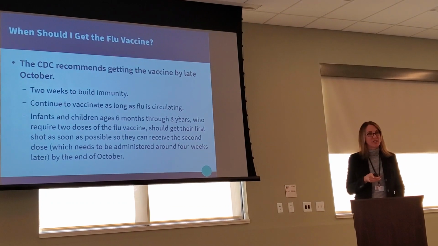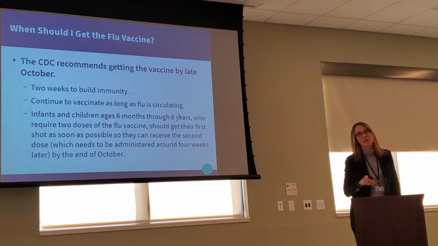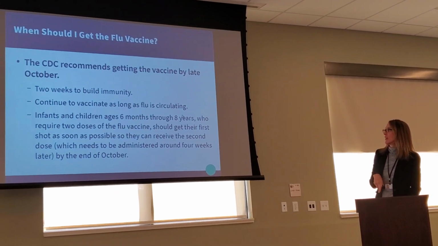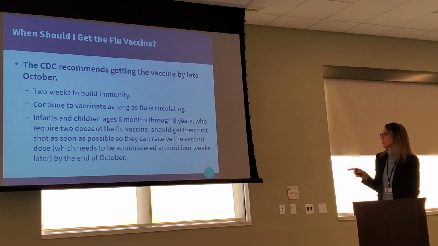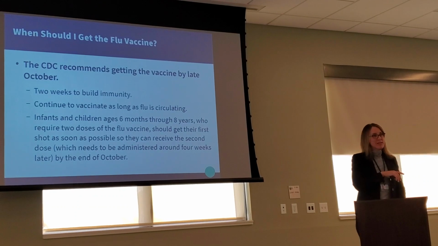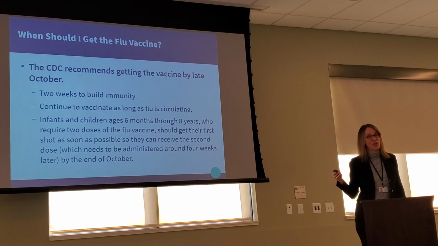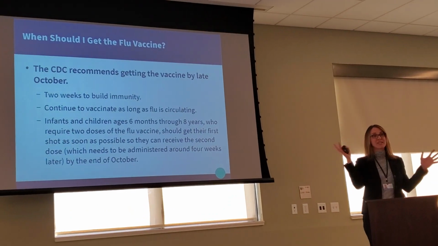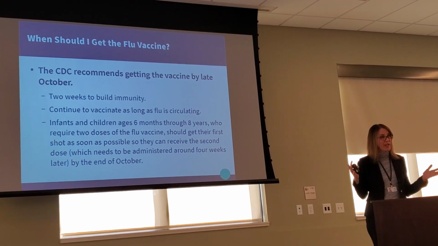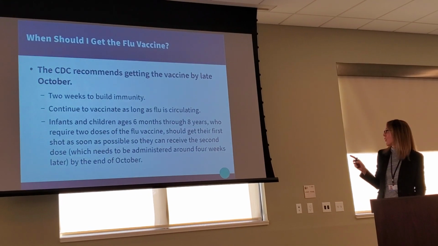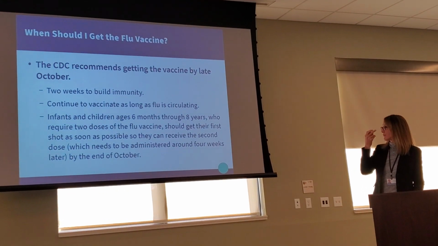Okay, when should I get the flu vaccine? The CDC recommends getting the flu vaccine by late October. It takes about 2 weeks to build immunity. If you didn't get your flu shot in October or November or December, and now it's January or February and we're in the height of flu season and you want to get a flu vaccine, that's fine. You can get a flu vaccine as long as there is active influenza circulating.